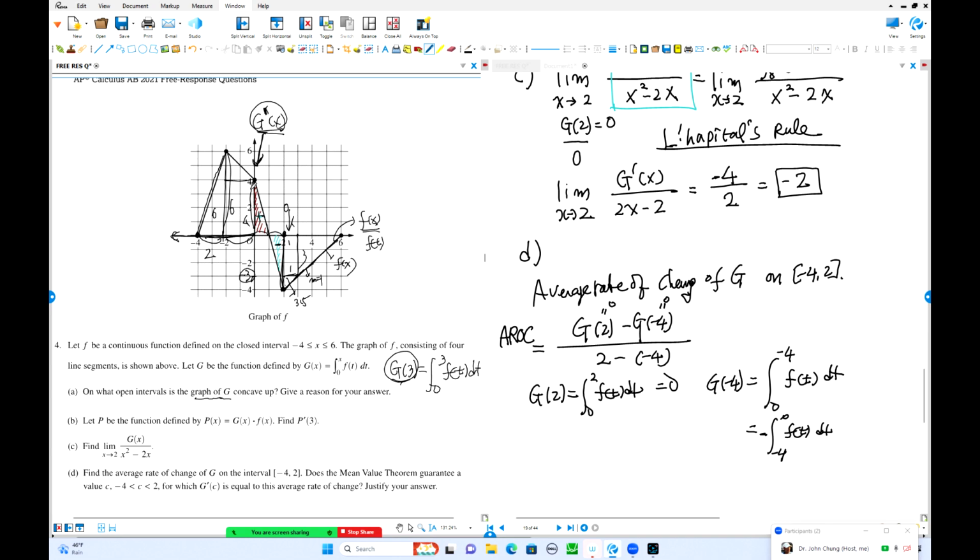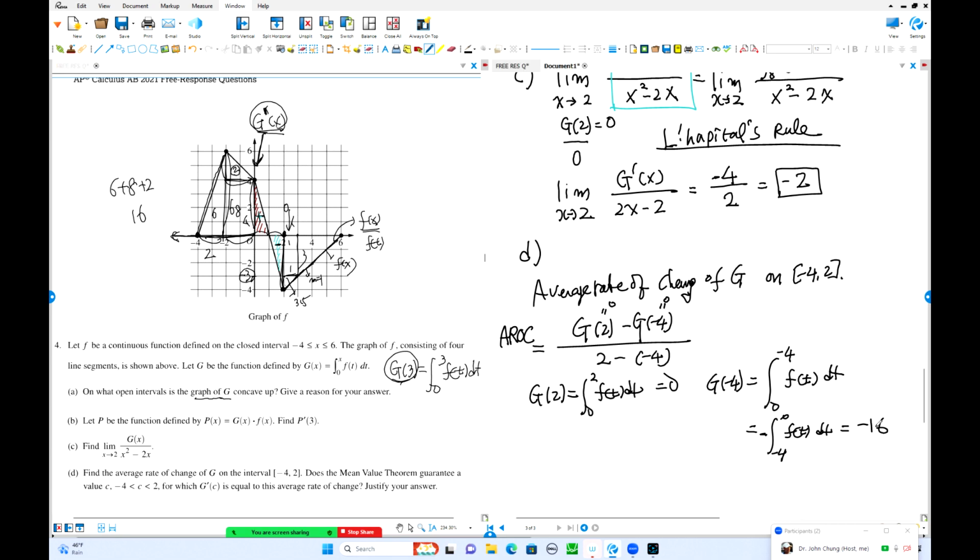2 times 4 is 8. So 6 plus 8, everybody, okay? 14. Yeah, 14, and then we have another triangle. 2 times 2 divided by 2, right? Plus 2. Total is 16. So this number is a negative 16. Are you okay with this?